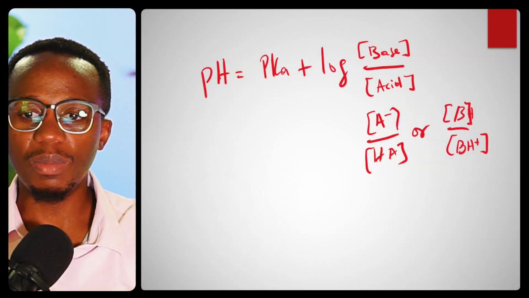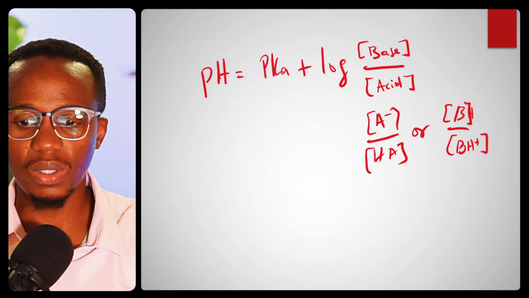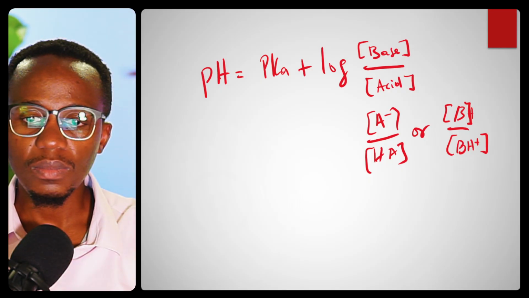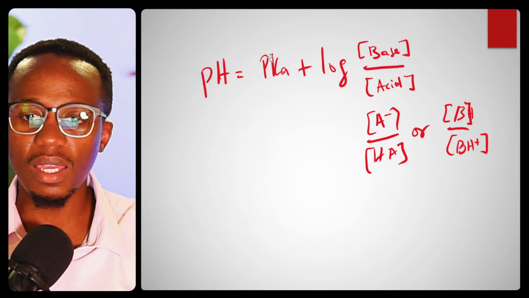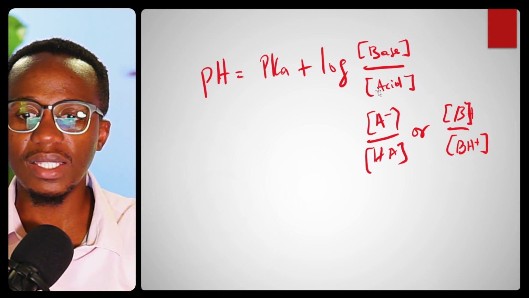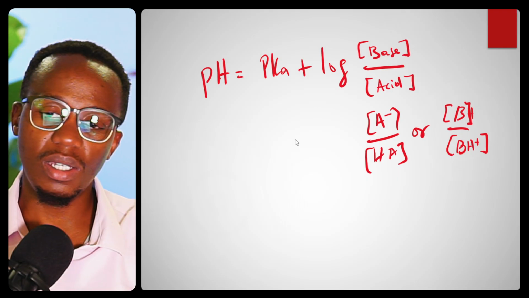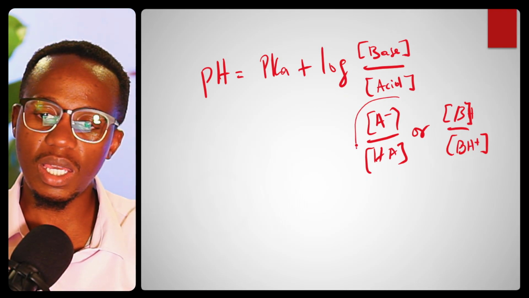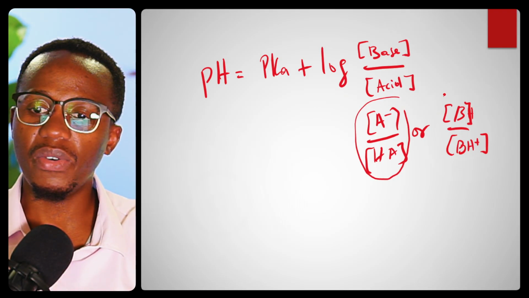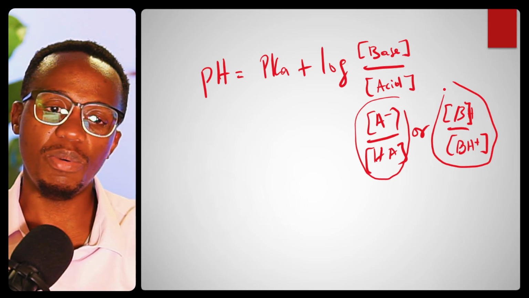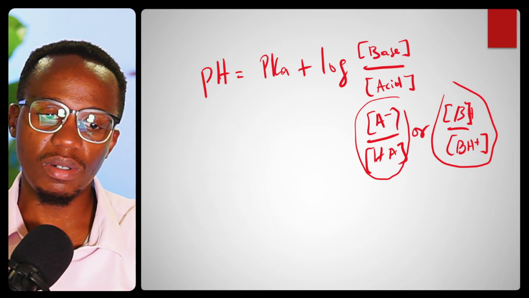pH equals pKa plus log of base over acid, right? And base over acid here, in the case of an acidic buffer, is going to be this. In the case of a basic buffer, it's going to be this, right? It's a very important lesson to remember.